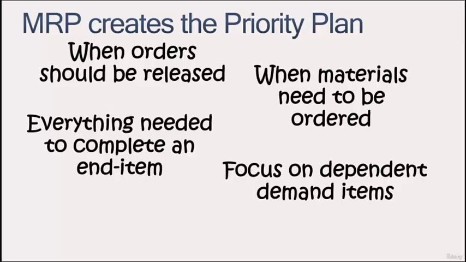It includes everything that's needed to complete the end item to support the due dates that MRP receives from the MPS. MRP focuses on scheduling the dependent demand items, so they'll be available in the quantities on the date the independent demand, which is the end item, is to be manufactured. Remember our earlier lesson on understanding the difference between dependent and independent demand.